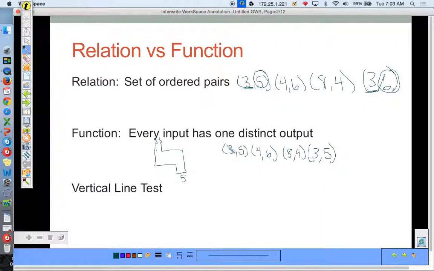Now one way to tell from a graph is the vertical line test. What the vertical line test tells us is that a relation is a function if a vertical line only intersects the graph once. For example, if we have a graph like this, we could draw in here and yes, this is a function. Whereas if we had a graph that looked like this, our vertical line intersects it twice, so no, it is not a function.